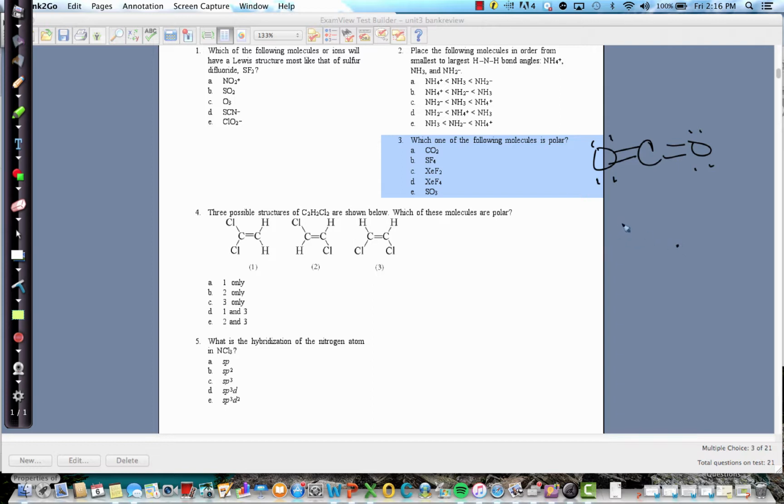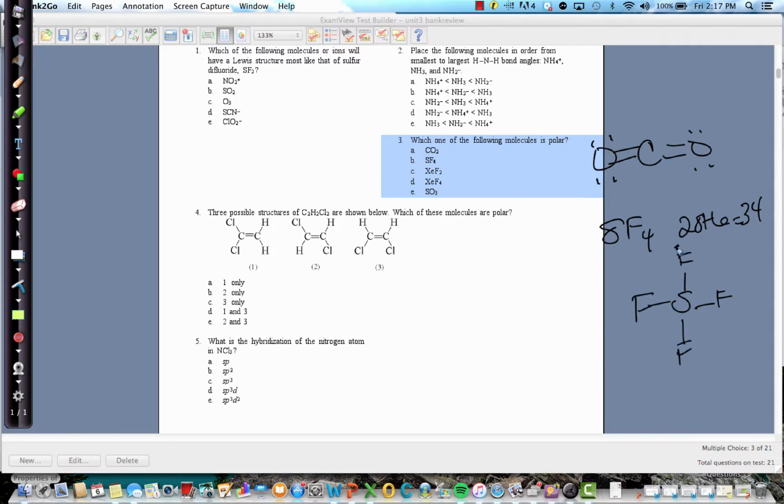SF4, let's see. Sulfur has 6 valence electrons available. Fluorine has 7. 7 times 4 would give me 28, plus the 6 in sulfur, so that would give me 34. Now when I draw it, it will look like this, with fluorine on the outside.